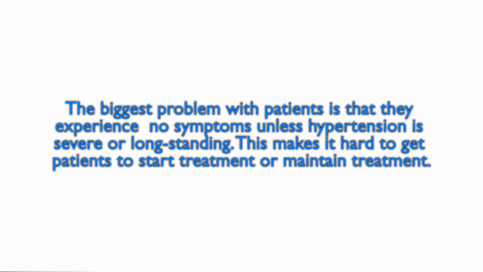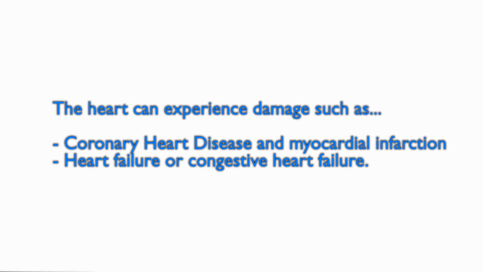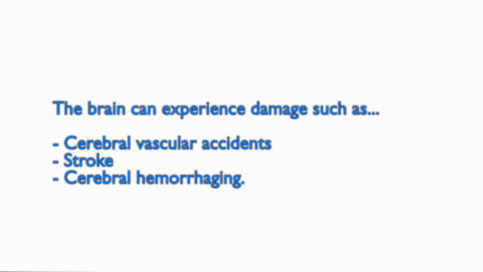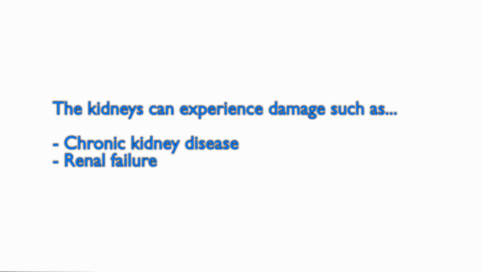So commonly hearts are damaged. They get coronary heart disease, myocardial infarctions, congestive heart failure. Those are all common problems that occur from high blood pressure. In the brain, you get cerebral vascular accidents or strokes or cerebral hemorrhages. In the kidneys, you end up with chronic kidney disease and renal failure. So all those lead to premature death.